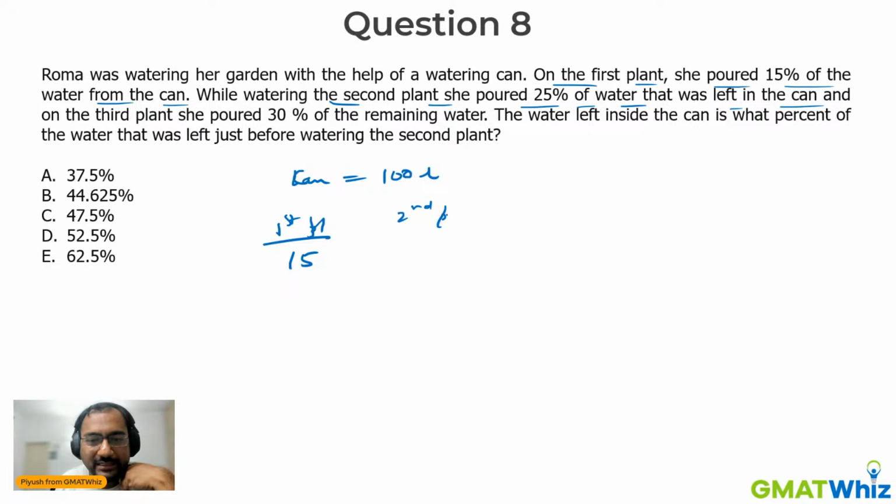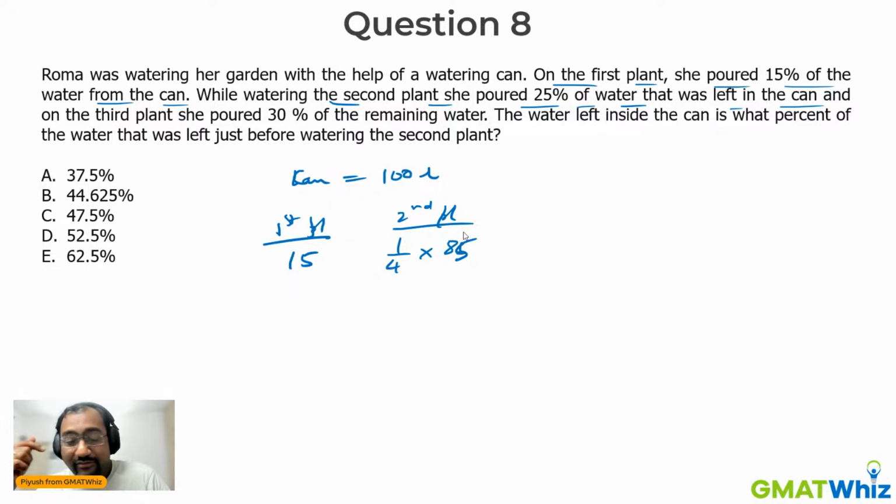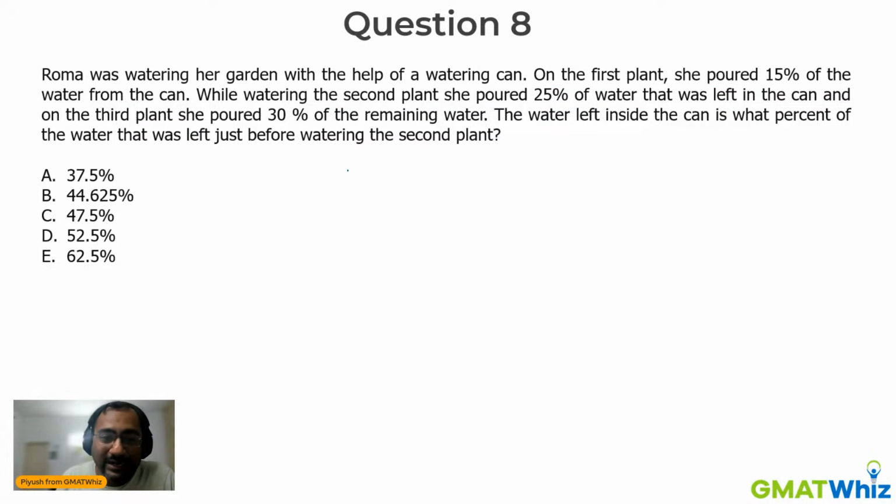While watering the second plant, she poured 25% of the water that was left in the can. Okay, so on the second plant, she would have poured 25%, which is 1/4 of 85. Now, there are two ways I can go about doing this question. One part of me tells me, and this is what I usually do, the moment I see that 85 is not divisible by 4, I would right away change my number. Okay, I can do that. I'm just saying that you should be very open-minded towards how the different things play out. I'll come to this manipulation a little later, but let's put it in with respect to 100 liters only for now. I don't want to confuse you guys with two methods right now.